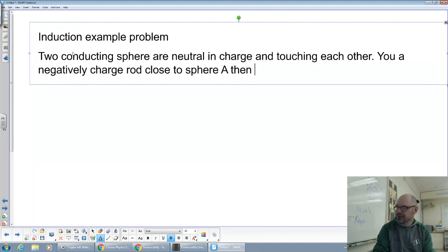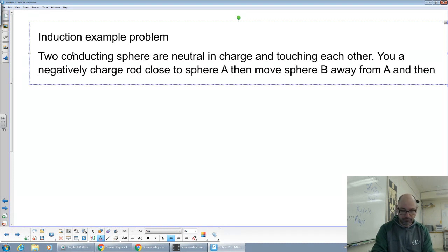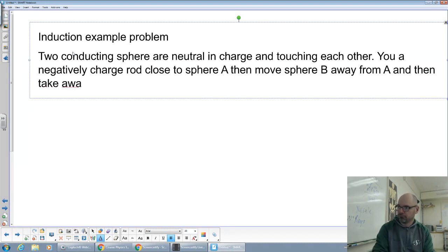Then move sphere B away from A and take away the rod. Okay. What charge will sphere A and B be?